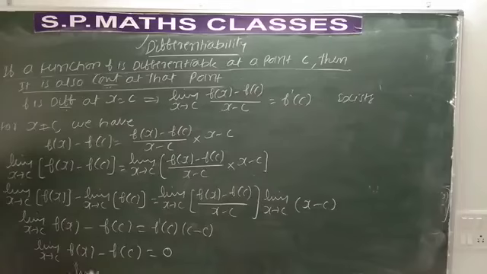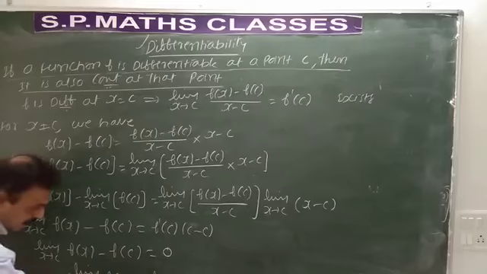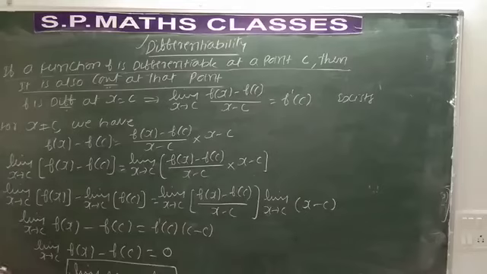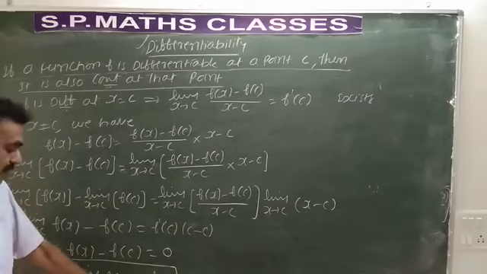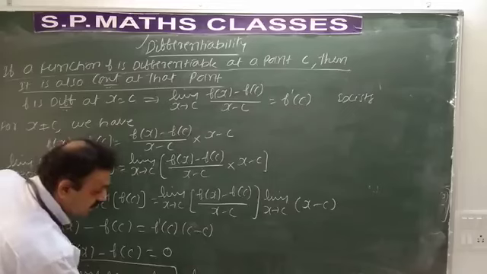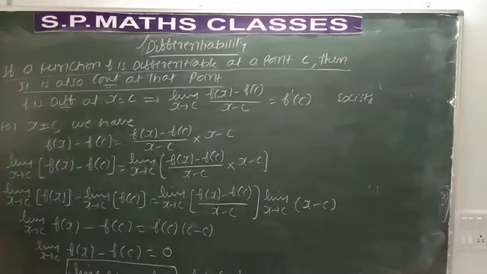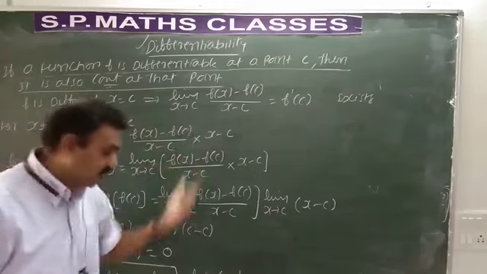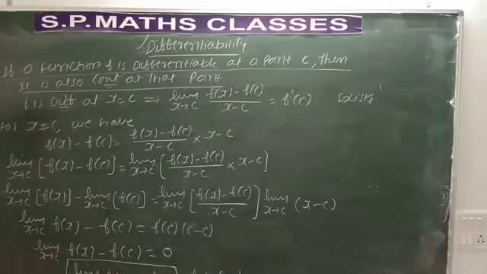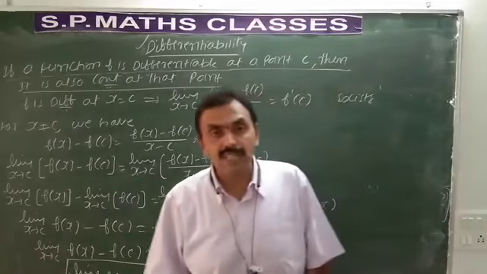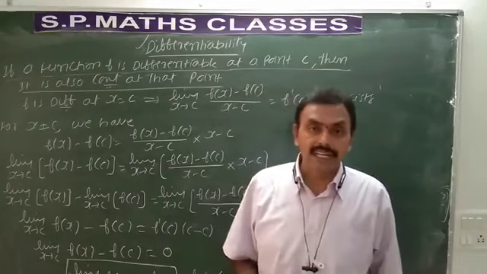So what is your conclusion? Limit as x tends to c f of x is equal to, you take f of c to RHS. From the derivative we have proved that limit as x tends to c f of x is equal to f of c. That means f is continuous. So using the definition of derivative of the function, we have proved that f is continuous. That means every differentiable function should be continuous.